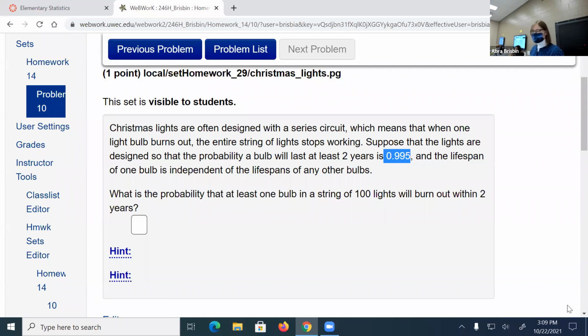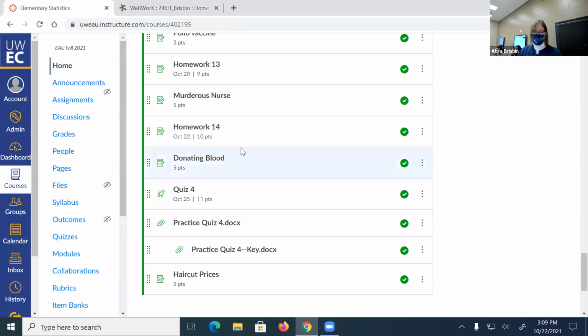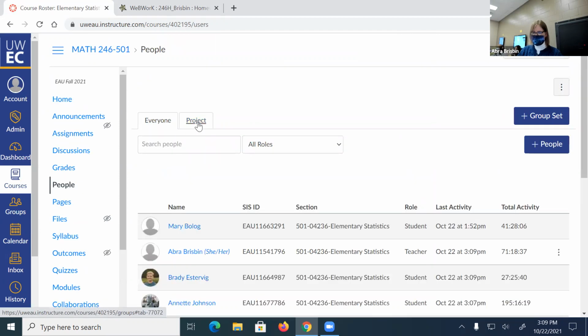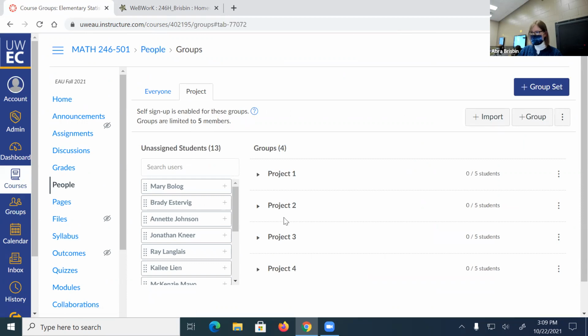But I just set up four empty groups. And I figured you could add yourselves to the group, so that if one of you wanted to move to work with a different table, you could. So give this a try. I think you need to go to People and then Project. I think then you can add yourself to a group. Give that a try and let me know on Monday if that doesn't work.